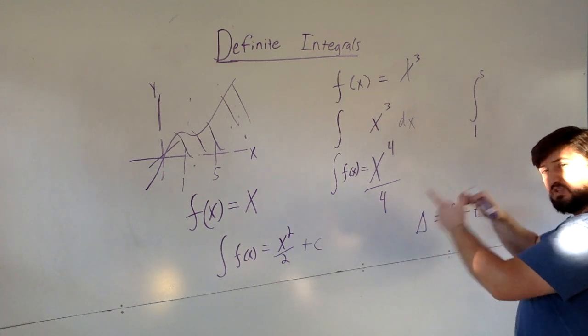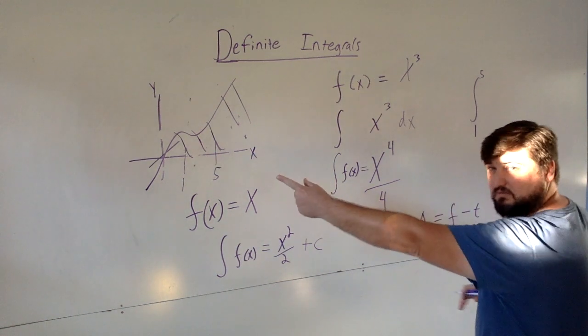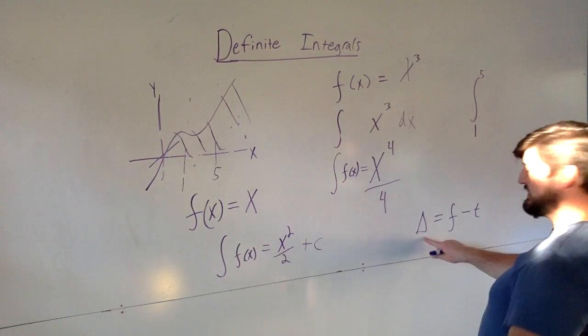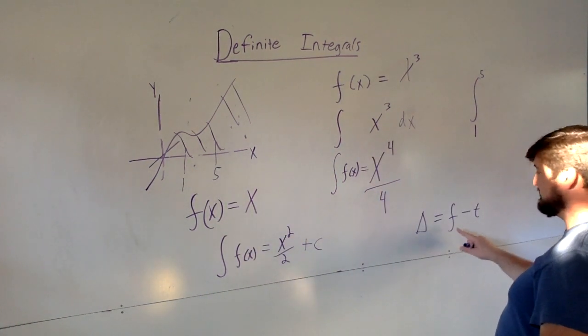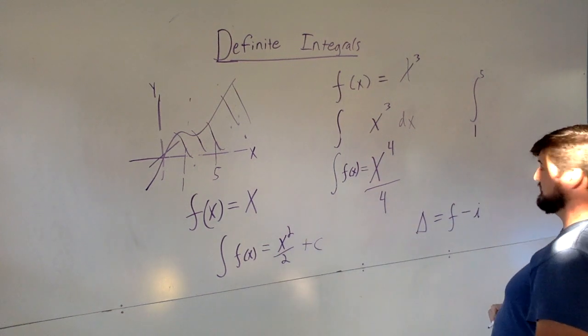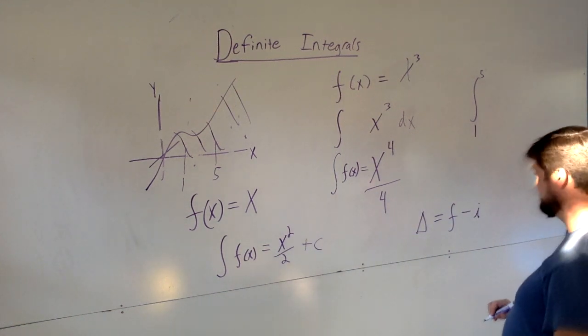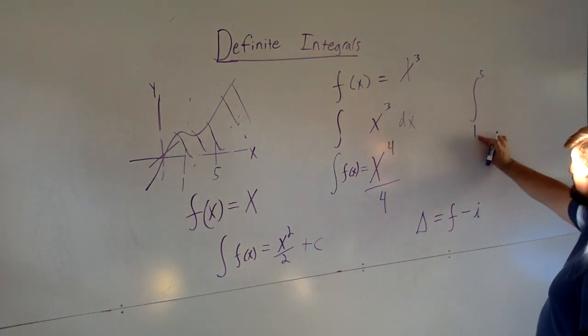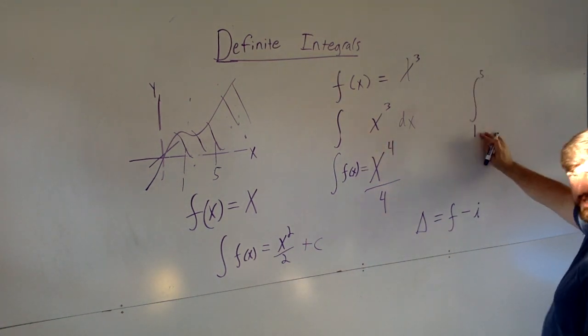So anytime you want to find the change in something, which is really what we're going to find here, we're going to find the change in area between 1 and 5, okay? Anytime you want to find that change in something, you have to take the final spot minus the initial spot, okay? So final minus initial. So our final spot is going to be 5. Our initial spot is 1.